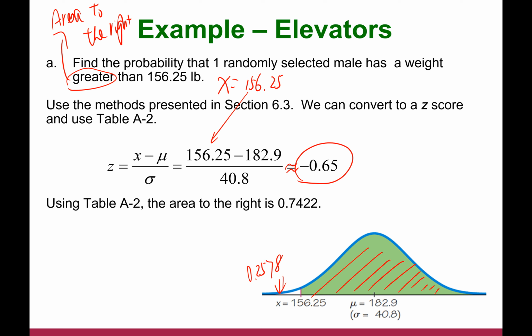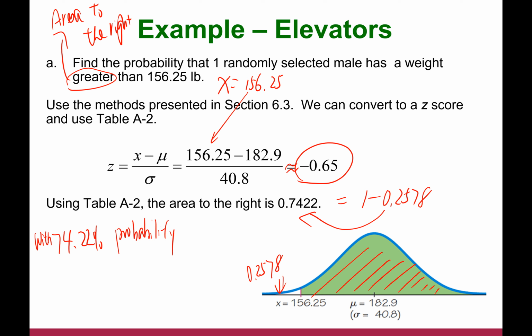The area to the left is 0.2578, but we want the area to the right, so this is equal to 1 minus 0.2578. Then we get 0.7422, which means we get a 74.22% chance, or probability, that if you pick one randomly selected male, his weight will be greater than 156.25.